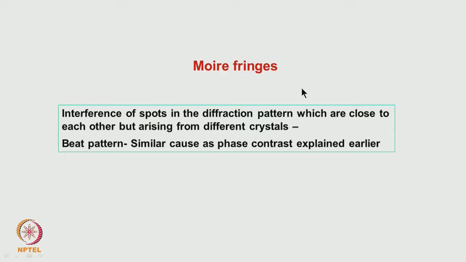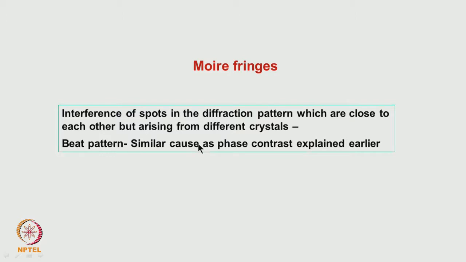Okay. So far we have considered two beams and interference of the two diffracted beams, that is either a transmitted and a diffracted beam, or two diffracted beams, which we can use to form images. Now let us look at a situation that arises in many other cases, which is called a Moiré fringe pattern. I have talked about Moiré fringe contrast earlier. In this context, I wanted to introduce it because it also arises from interference between two diffracted spots.